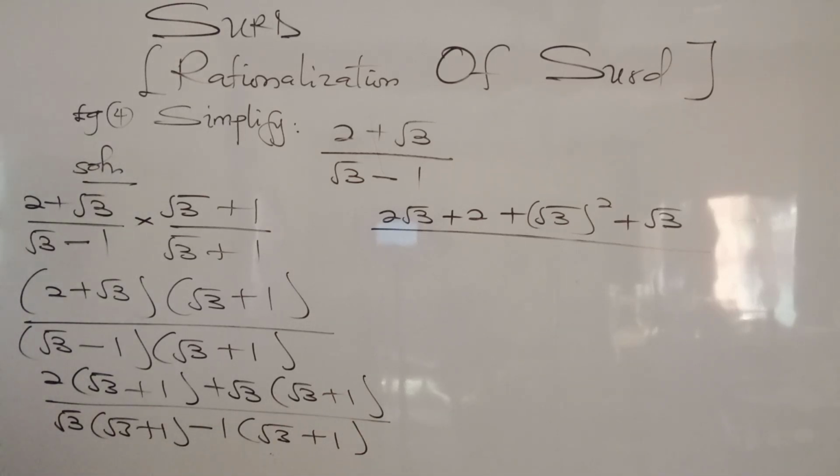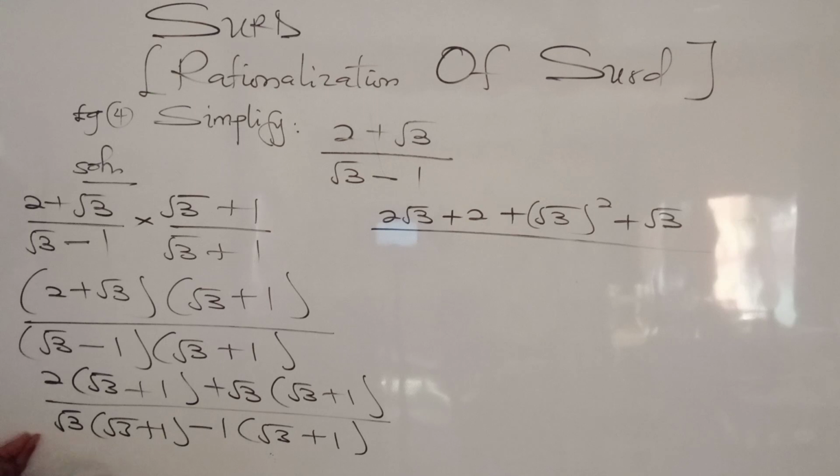How we open the bracket is to use the terms outside the bracket to multiply each term in the bracket. So this root 3 will multiply each term in the bracket, and this minus 1 will also multiply each term in the bracket, just as we did with the numerator. So let's go ahead and simplify.